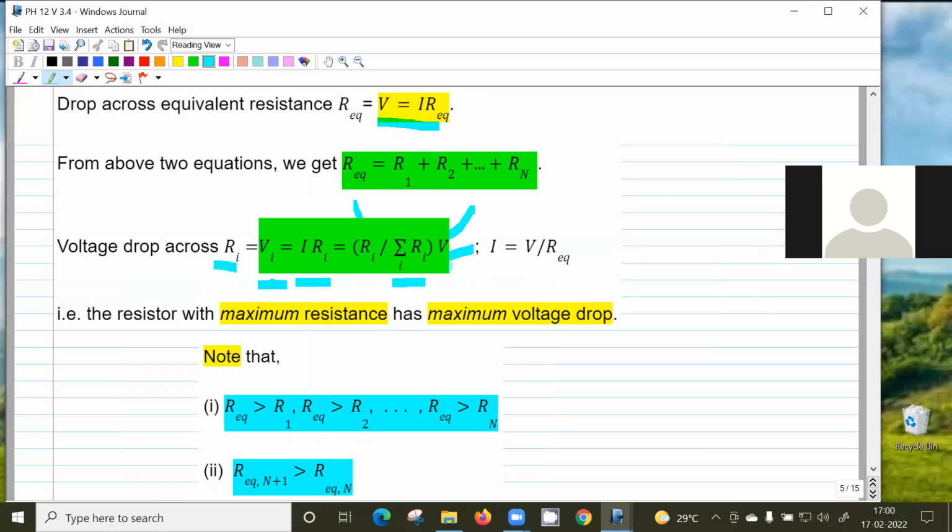So whichever has the more resistance value will have the more drop across it. Because for Ri, this V divided by the summation of all resistances is a constant, right? It is the same for R1, R2, R3, everything. Only the numerator, which is Ri, will change from R1, R2, and so on. So if resistance is more, the drop across that particular resistance will be more.